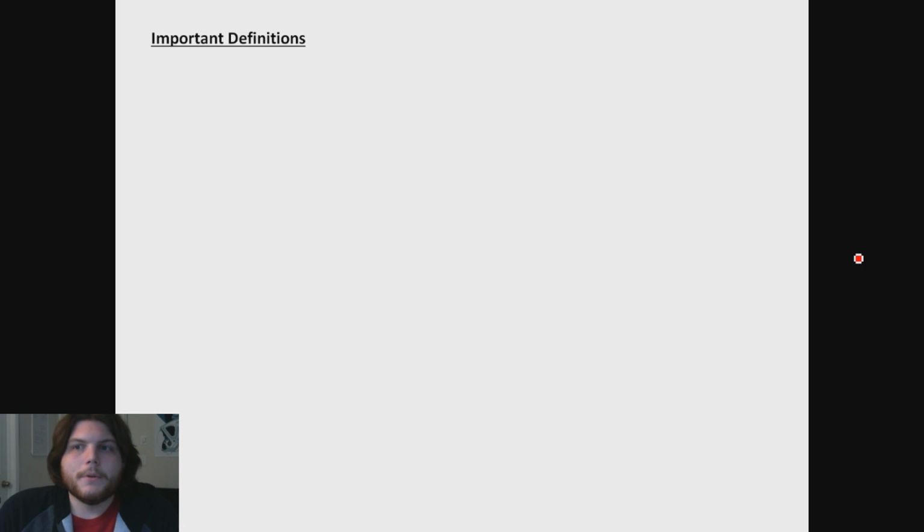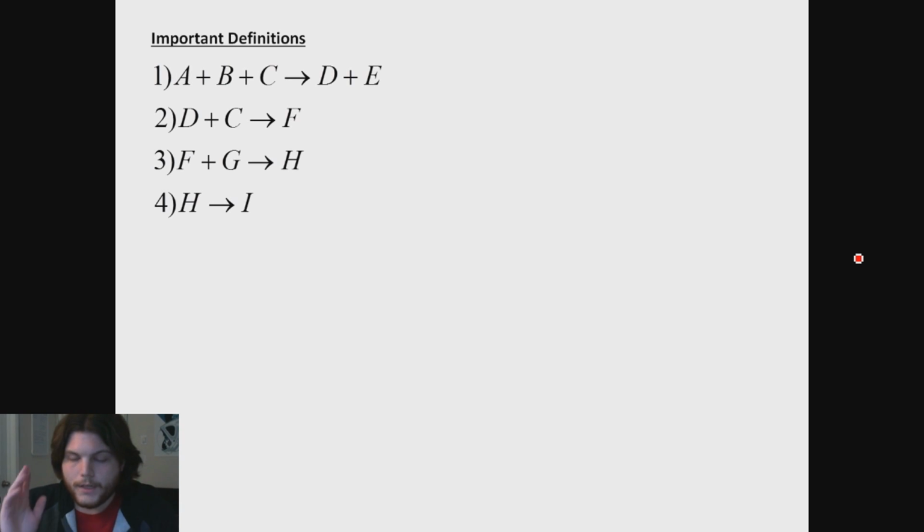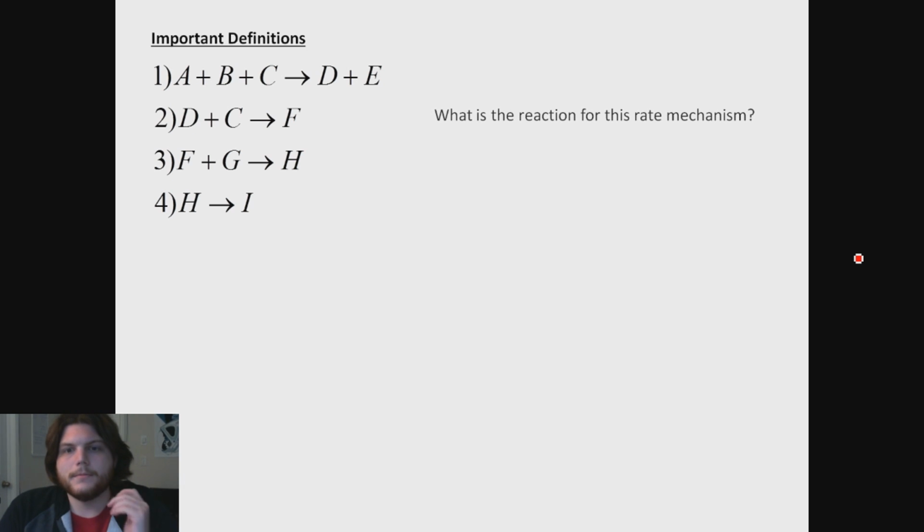So some important information when we're thinking about these rate laws and rate mechanisms. Here I've just thrown up a very generic rate mechanism. It's a little more complicated than you would probably think of. It's a four-step mechanism, which is not too crazy. You could definitely see similar things to this in typical chemical reactions. So the question becomes, what is the reaction for this rate mechanism?